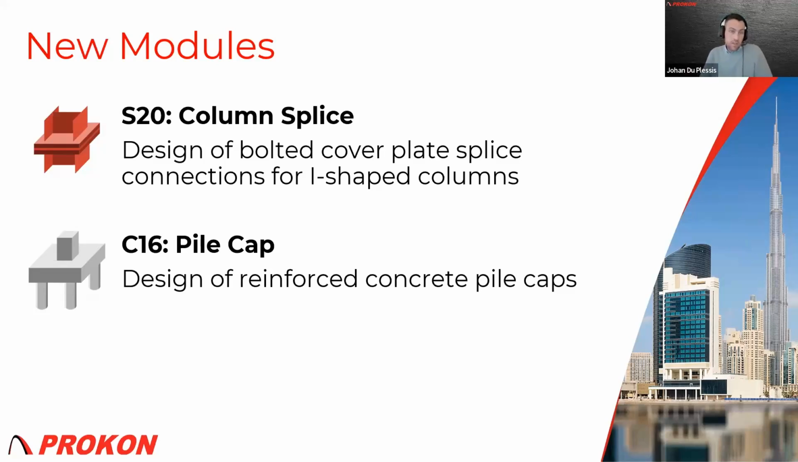So we're first going to have a look at the column splice module, and the column splice module is just used to design bolted cover plate splice connections, and that's for I and H-shaped columns in your structure. So wherever you've got a column that's too long and you need to cut it in half for transport purposes, anything like that, you can use this module to design those splice connections.